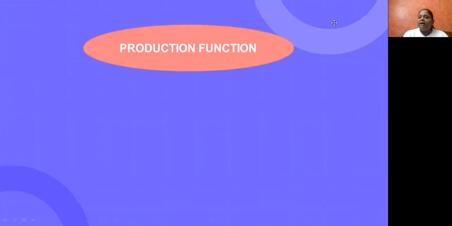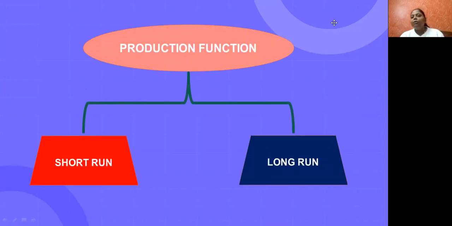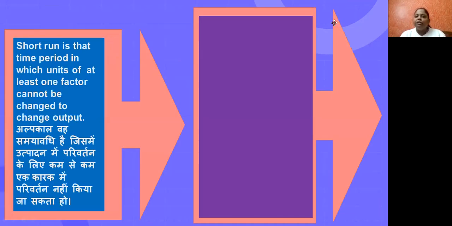Now we categorize the production function into two: the short run production function and the long run production function. To understand these two, we will have to define what the short run and long run are. Children, the short run is that time period in which units of at least one factor are fixed. That means we may change many inputs, but at least one does not change. That is called the short run.